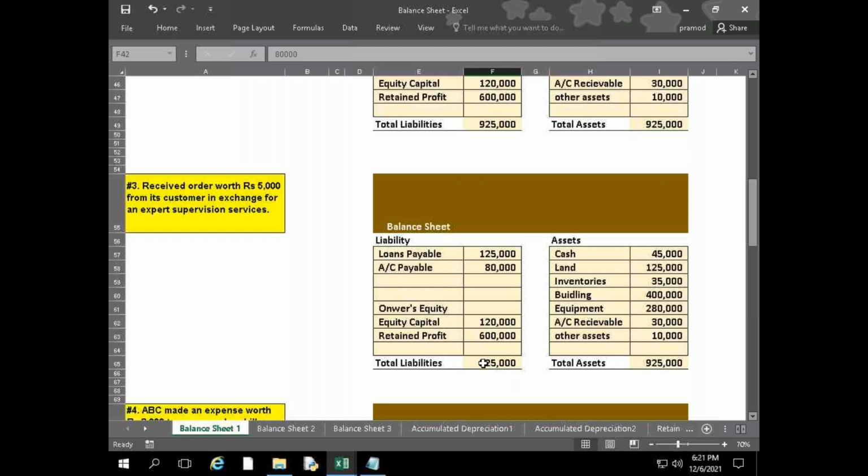So the next question again you do: received order worth 5,000 from its customer in exchange for expert supervision service. If you are doing this 5,000, where should it increase, where should it decrease? That you need to understand. Okay. Yes, sir. That is your assignment.